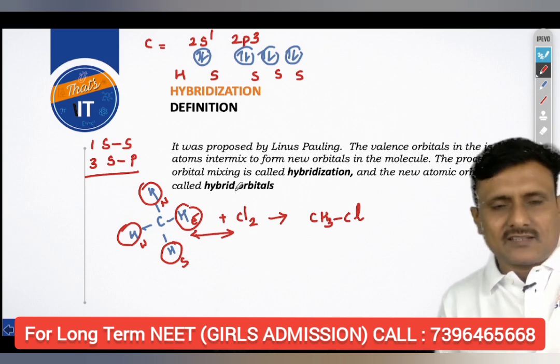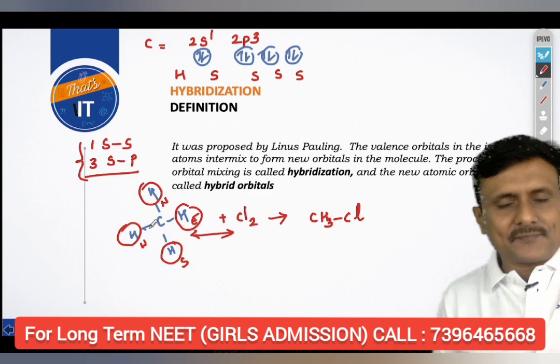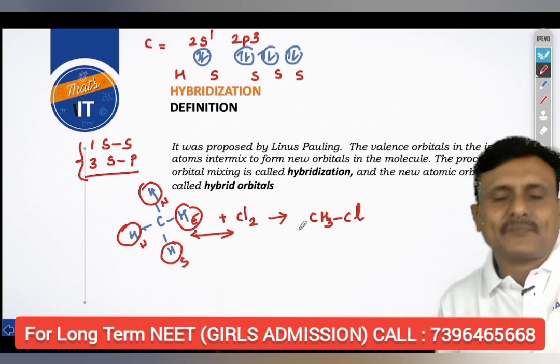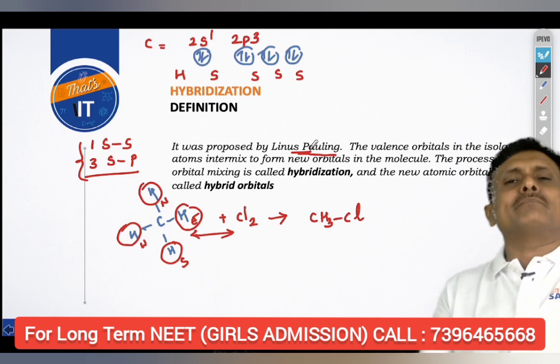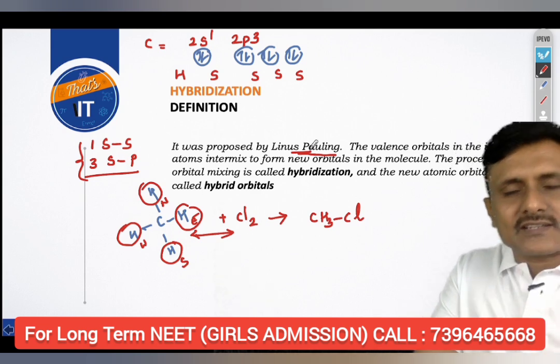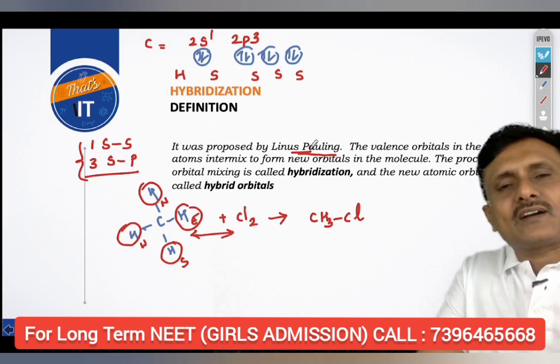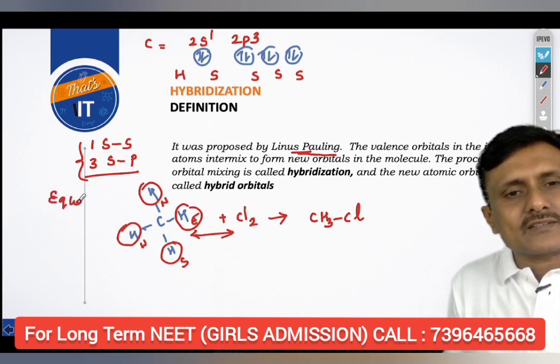If that is the case, the bond energy of one should be different from the rest of the three. But it was noticed by Linus Pauling, who has immense contribution to the periodic properties, that this is not the case. All four carbon-hydrogen bonds have equal bond energy.